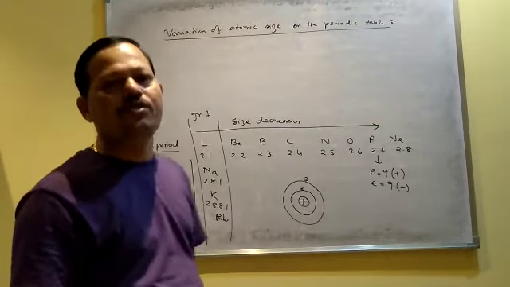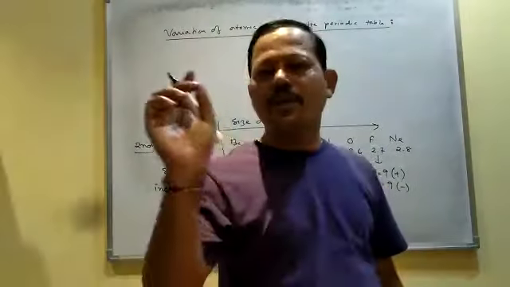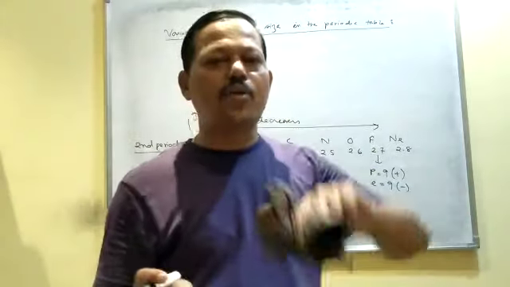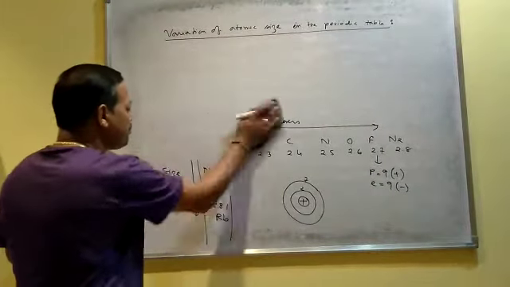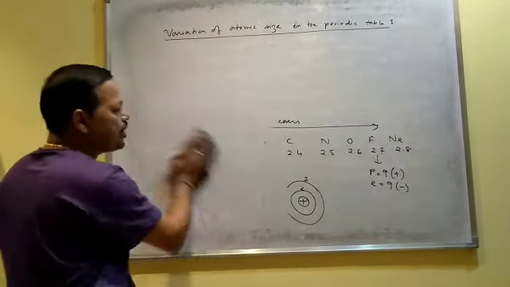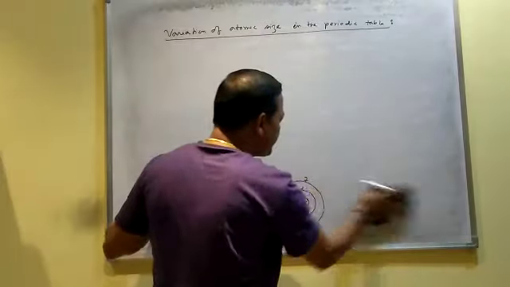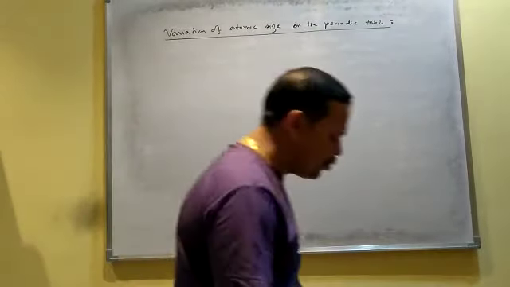In the exam the question will be asked like this: define atomic radius, how it changes along a period and in a group. This type of question is asked in your exam. And why the size goes on decreasing, why the size goes on increasing, that also you have to know.